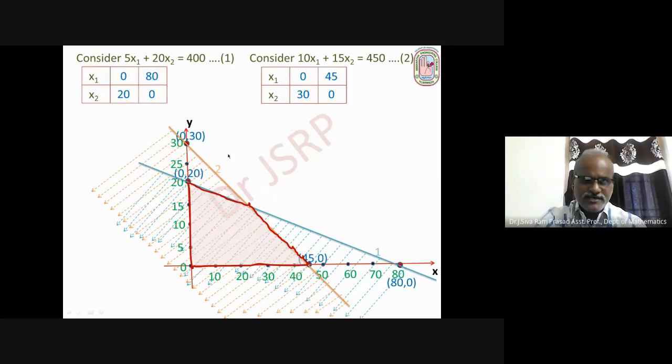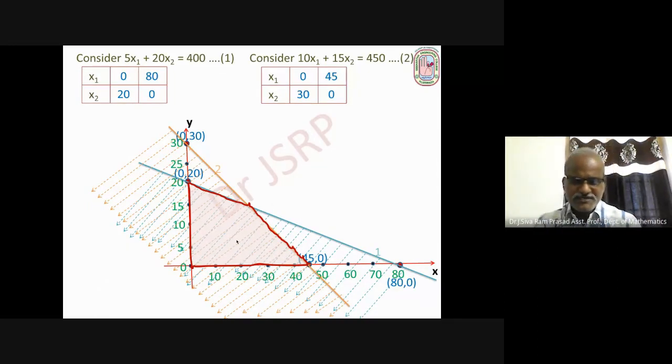and which is bounded, since it can be inscribed in a circle of finite radius. So this feasible solution region is bounded. Bounded means it can be inscribed in a circle of finite radius. So now identify the corner points or extreme points.